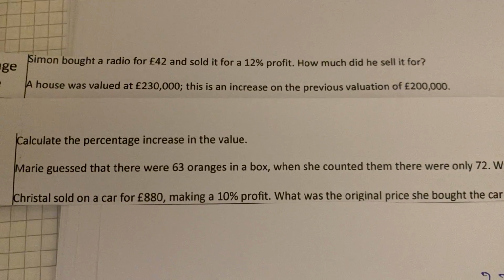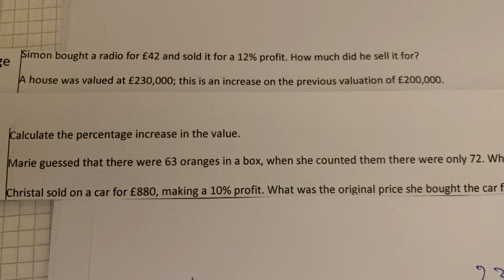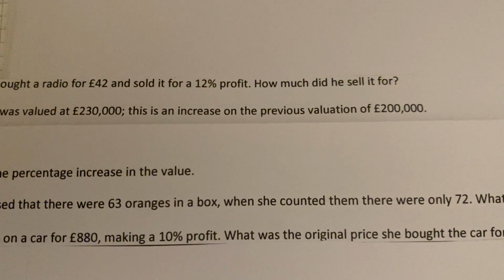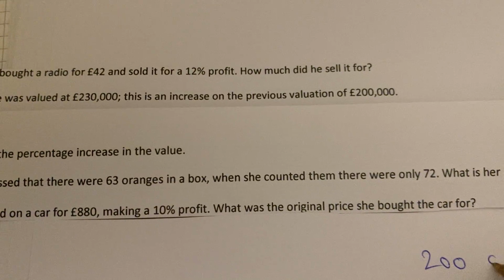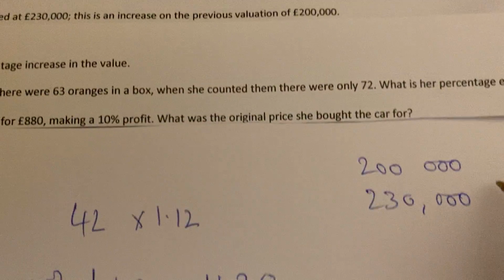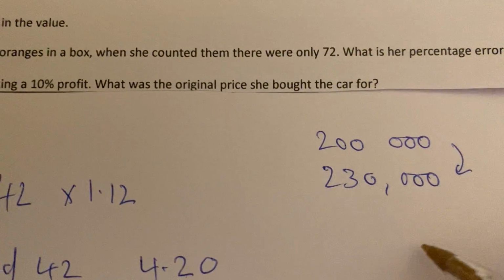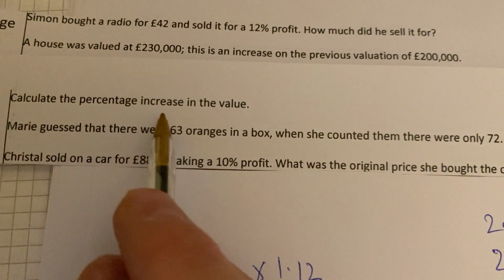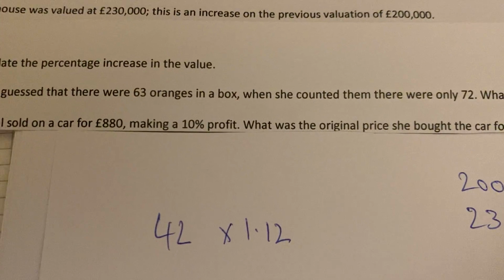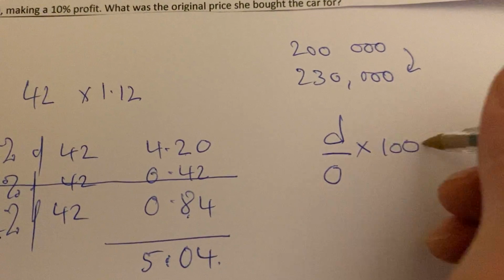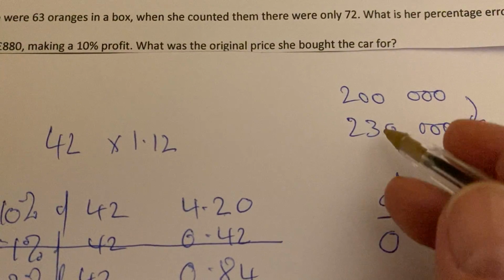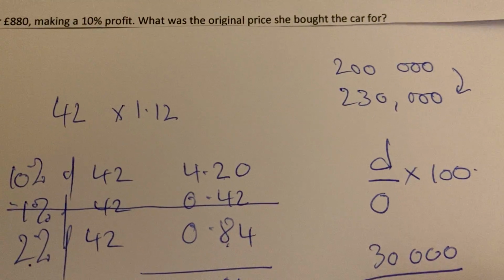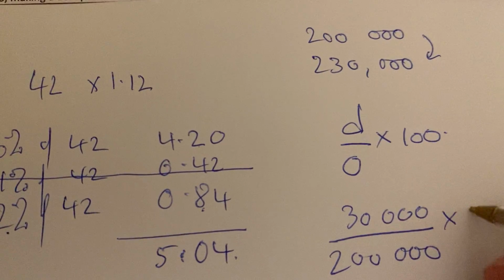Then it says a house was valued at £200,000 and increased by £30,000. What is the percentage increase? So basically, if we want to work out a percentage increase, it's difference divided by original times 100. So you've got to remember that. In this case, it's 30,000 over the original 200,000 times 100.